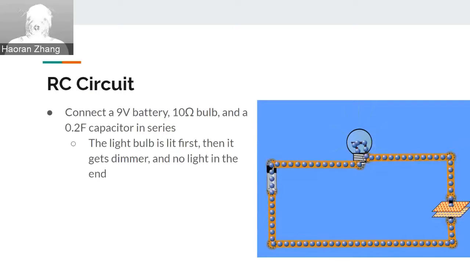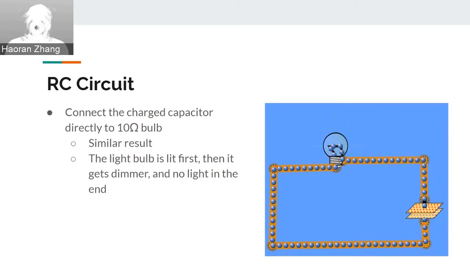In the second experiment, we built a resistor-capacitor circuit where we connect a battery with 9 volts, a bulb with 10 ohms, and a capacitor with 0.2 farad in series. When the circuit is closed, we can observe that the light bulb is lit first, and then becomes dimmer, and then there's no light in the end.